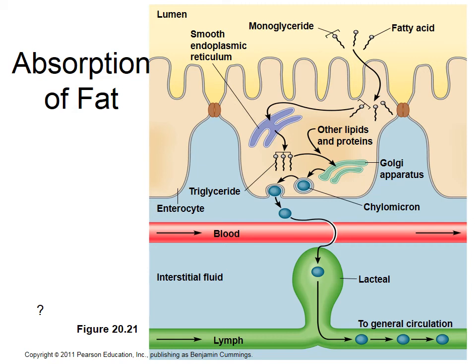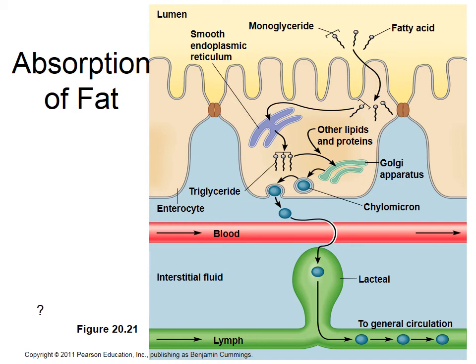Okay, the smooth endoplasmic reticulum is going to reform them into triglycerides. Those triglycerides are going to get sent to the Golgi apparatus, which is going to package them with protein. So you're going to put a whole bunch of triglycerides together, some protein. It's going to be put into a vesicle, and then it's going to be released by exocytosis.